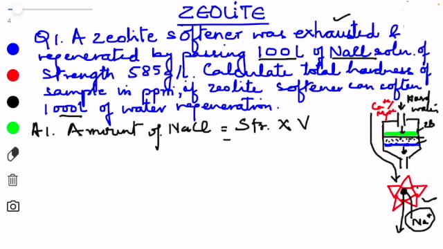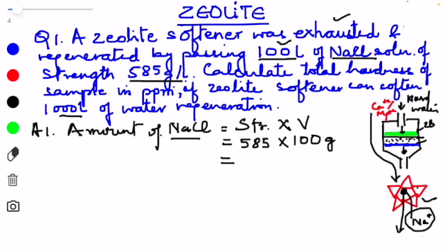So what are the respective values? The strength is given as 585 grams per liter. That means in 1 liter, 585 grams of NaCl is dissolved. So strength 585 grams per liter multiplied by the volume. Now what is this volume? This is the volume of NaCl used for the process, and the question says it is 100 liters. So I multiply it by 100. We get 585 times 100, and this is in grams.